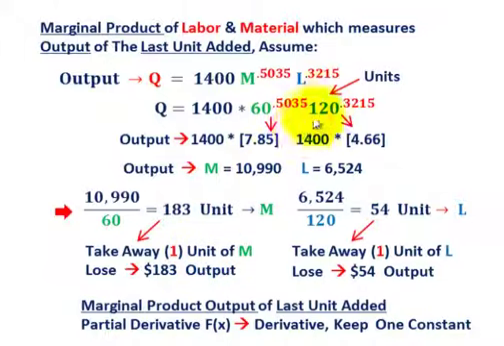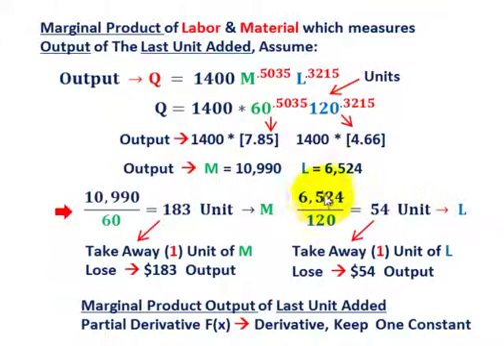Do the same for labor. Say we had 120 units of labor. That raised to 0.3215 is equal to 4.66. Take that times $1,400 revenue per unit, so our labor is going to be $6,524. That goes to the output, but you divide that by 120 units of labor, and you get $54 per unit that labor is adding on a unit basis.